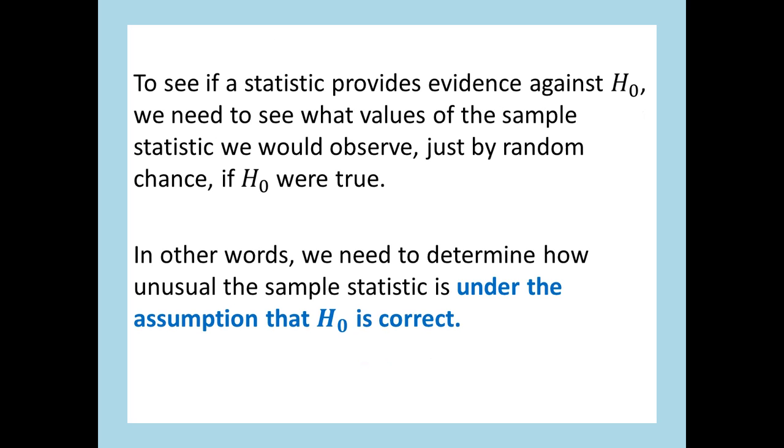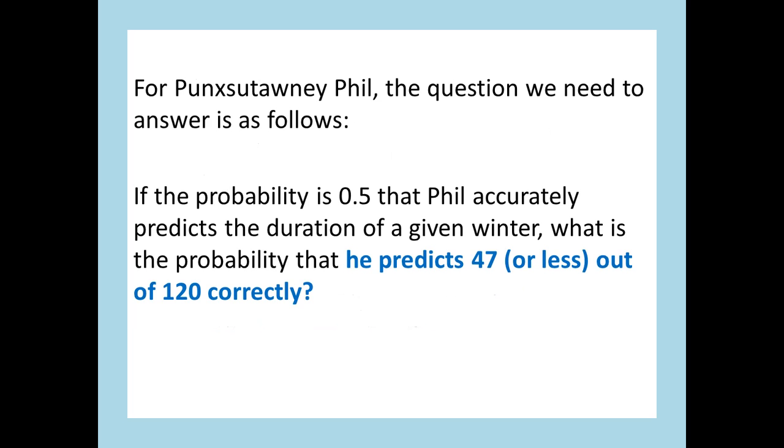Once the hypotheses are set up, the next step is to figure out how unusual our sample statistic is under the assumption that the null hypothesis is true. So whatever the null hypothesis is, all of the computational steps are done assuming that that is a true statement. To make this a little more concrete, we can do it with the Punxsutawney Phil example. We're going to assume that p is equal to 0.5. We're assuming that Punxsutawney Phil's accuracy is really equal to that of flipping a coin, because that's what the null hypothesis was, p = 0.5.